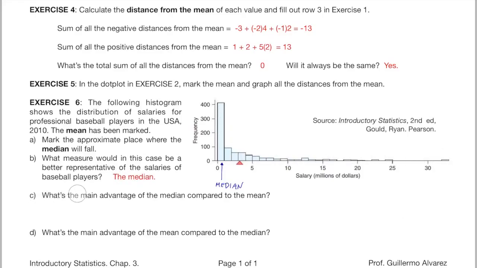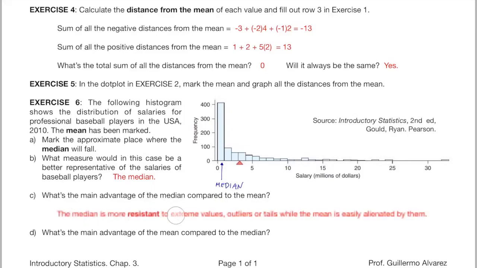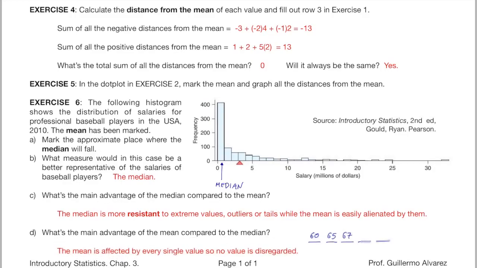Letter C. What's the main advantage of the median compared to the mean? The median is more resistant to extreme values, outliers or tails, while the mean is easily distorted by them. Letter D. What's the main advantage of the mean compared to the median? The main advantage of the mean is that it is affected by every single value, so no value is disregarded.